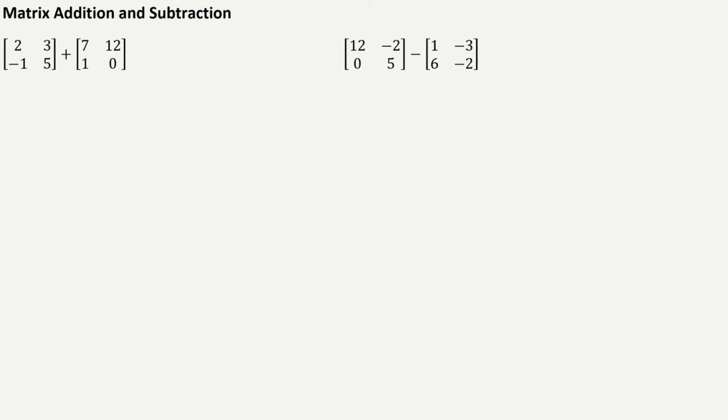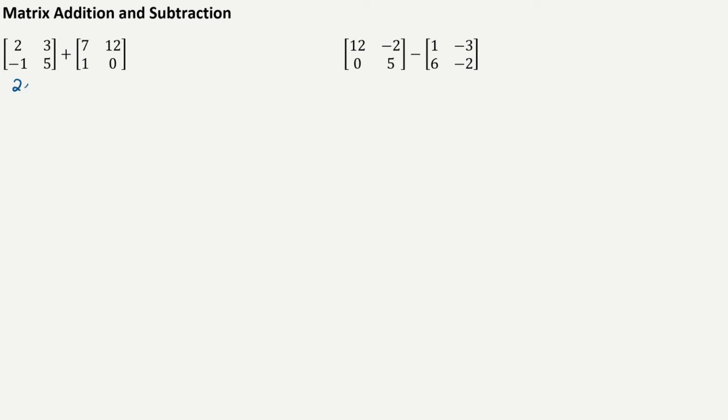Hello, in this video we are going to look at how to add and subtract matrices. And it's really a pretty simple thing because it really comes down to just adding together terms that are in the same entry. So here we have first a 2x2 matrix plus a 2x2 matrix. This is the first thing to check if you're going to add two matrices.